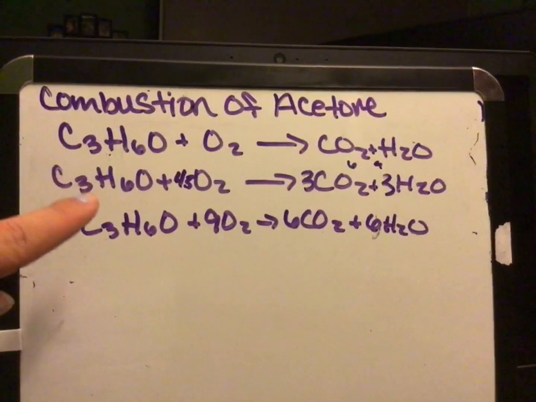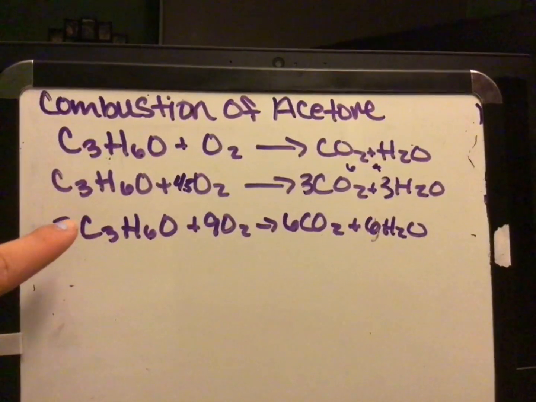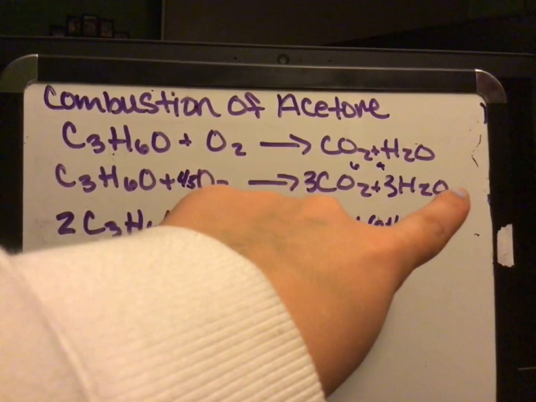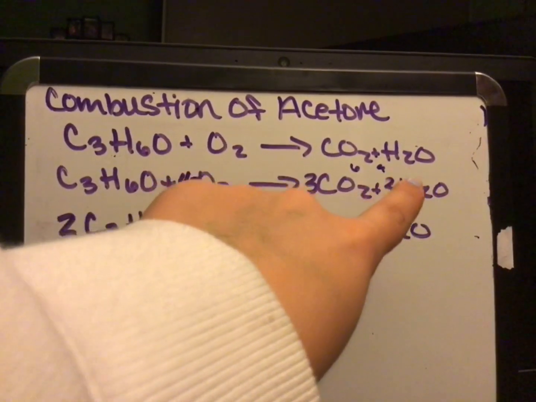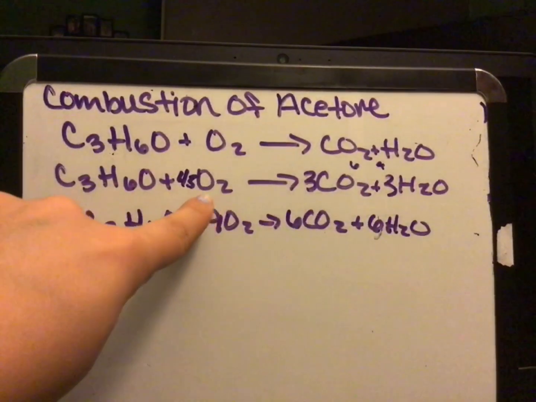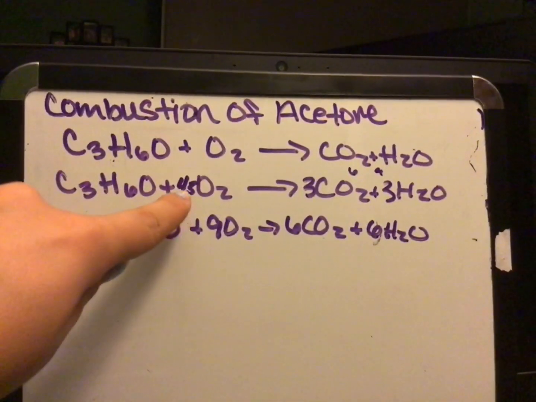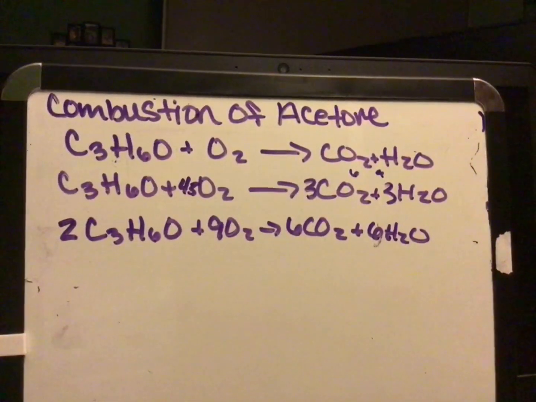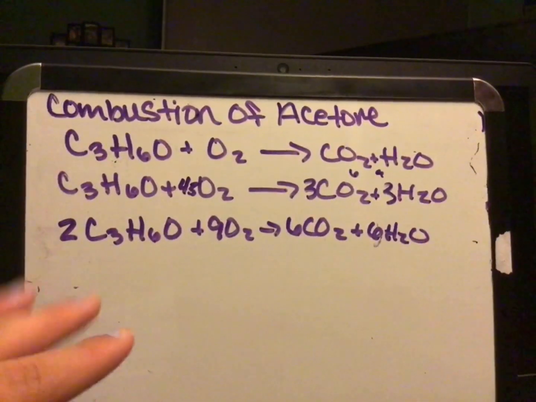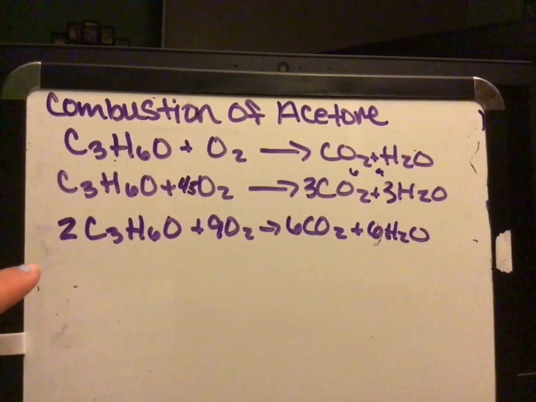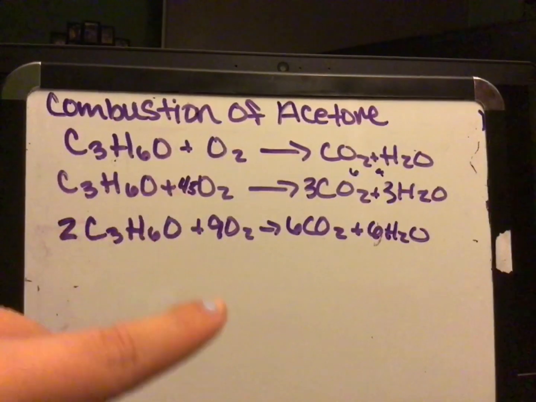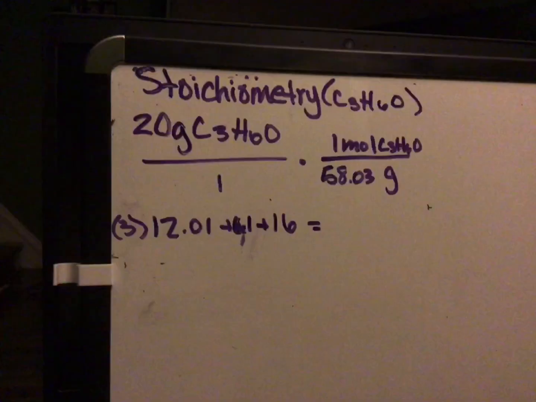And then I looked over at oxygen. So 3 times 2 is 6, plus 3 oxygens, that's 9 oxygens total over here. And then that'd give us 4.5 oxygens over here. And we don't want decimals, so I just multiplied everything by 2. So now we have 2 acetones plus 9 oxygens gives 6 carbon dioxide plus 6 water.